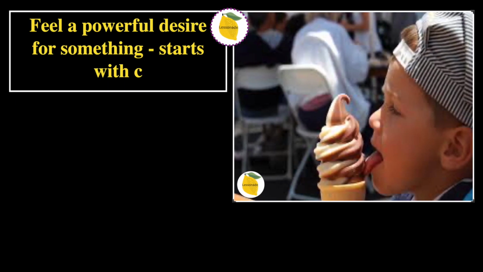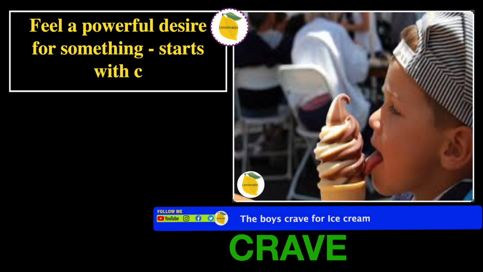Feel a powerful desire for something starts with C. In this picture, we can see a boy having all his eyes on the ice cream he's eating. It suggests he's having a powerful desire for the ice cream he's having. So therefore, the word is going to be crave. And the sentence is, the boys crave for the ice cream.